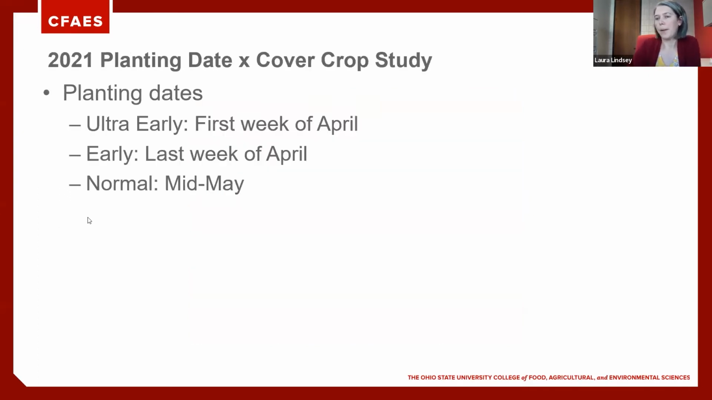So in 2021, we had a planting date and a cover crop study. We really wanted to look at those early planting dates that we haven't done before in our research. So I called that my ultra early planting date. That was the first week of April is what we were targeting there. Early, we were targeting the last week of April, and then normal was mid-May.